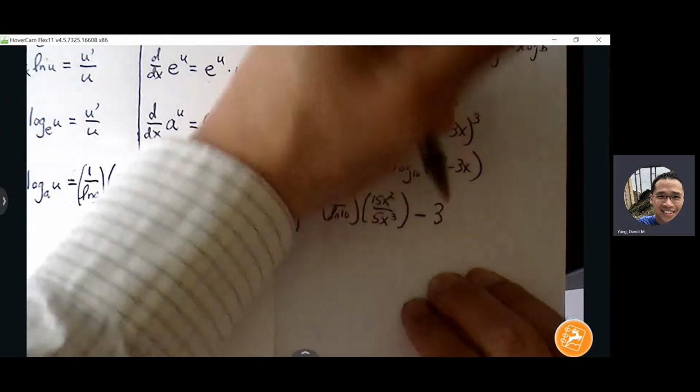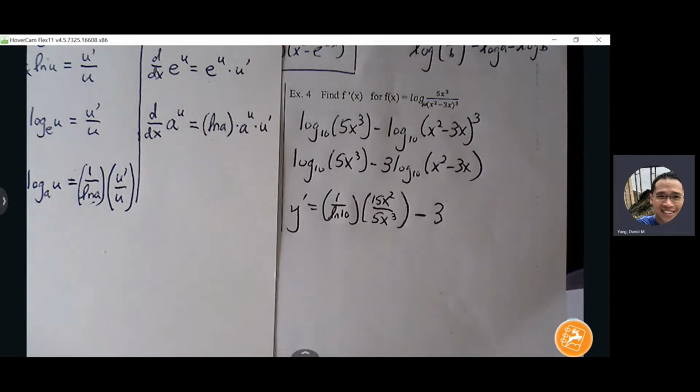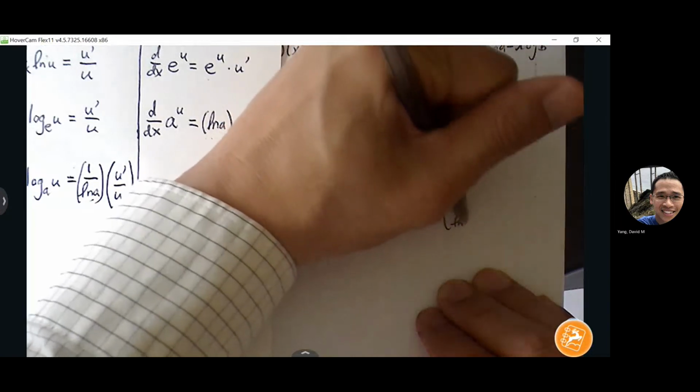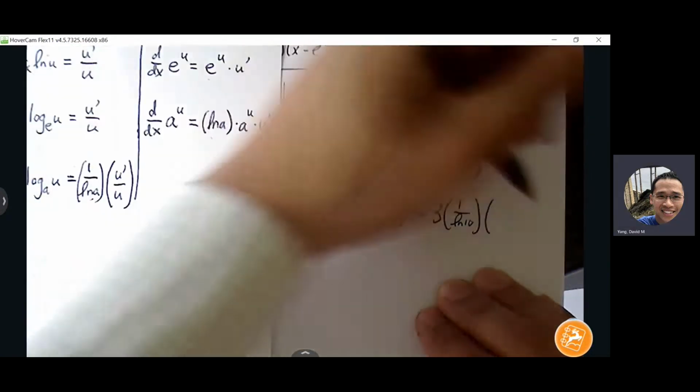Okay, a couple of things got to keep track of. There's the 3 that's going to have to live there. The 1 over natural log of 10. And the u prime over u.